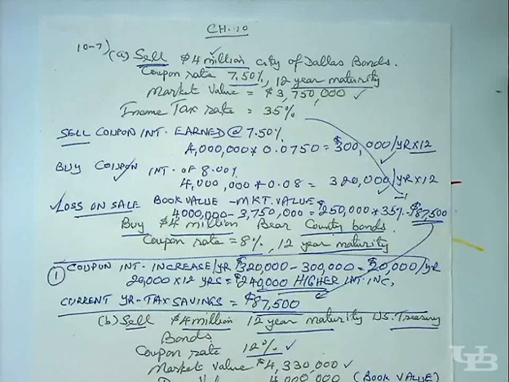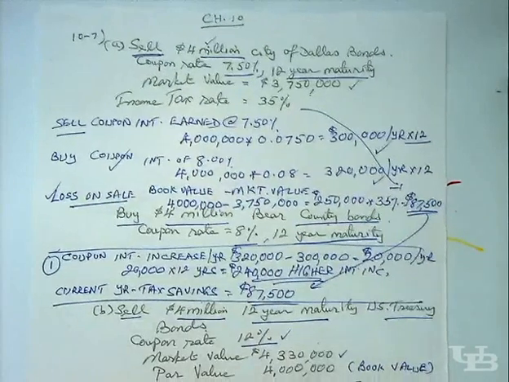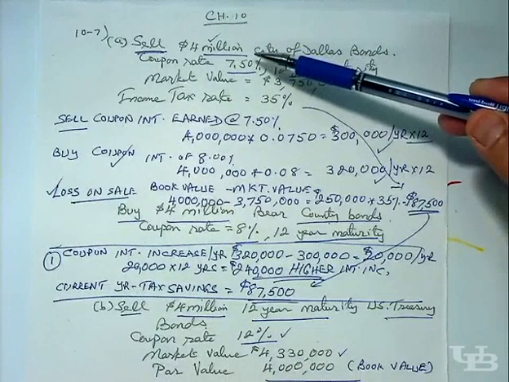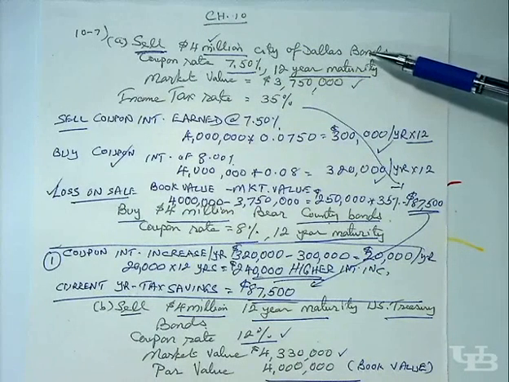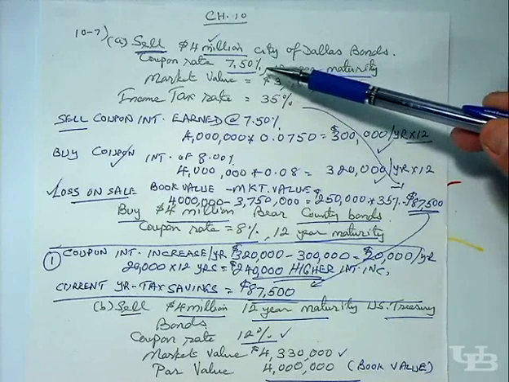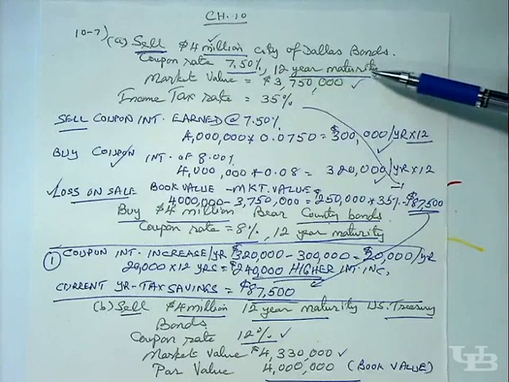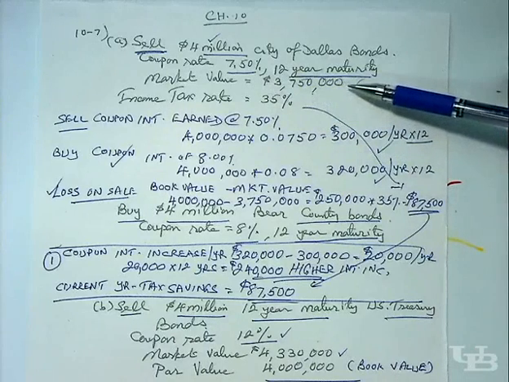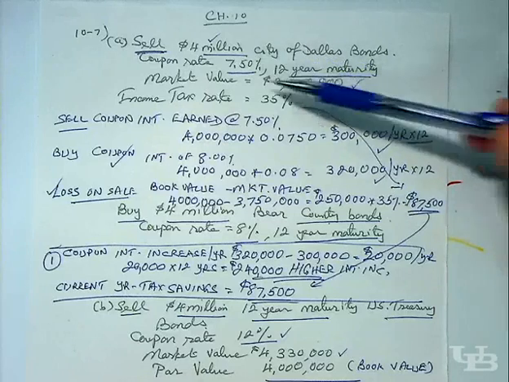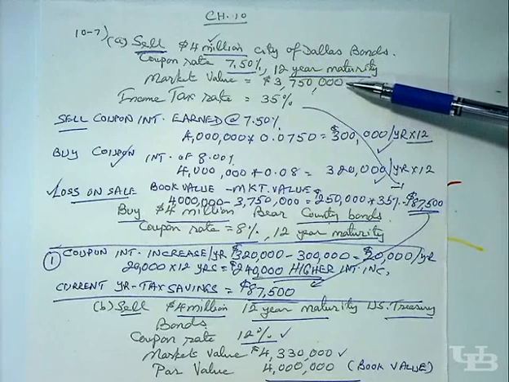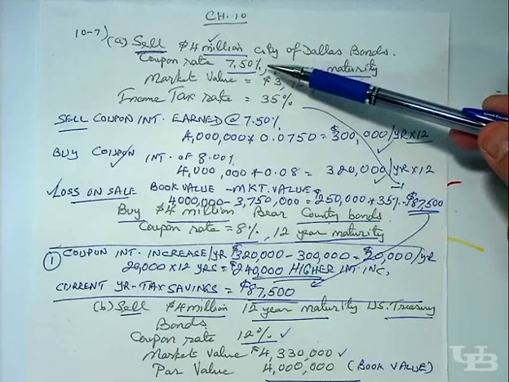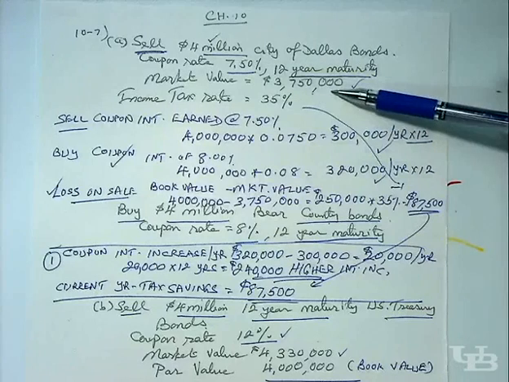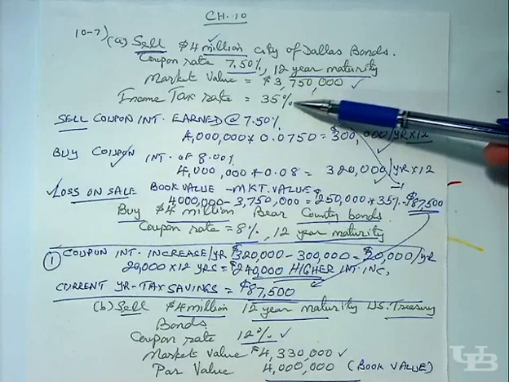Now, there are two different scenarios that the investment officer has. A, the bank could sell $4 million bonds that they already have, which are issued by the city of Dallas. They are municipal bonds, local government bonds. The coupon rate on the bonds is 7.5% per year, and the bonds today have a remaining 12-year maturity. The market value of the bonds, however, has dropped to $3,750,000. The purchase price was $4 million, and the value is now $3,750,000. The reason the bond market value has dropped is because interest rates must have risen from the 7.5% coupon rate to something higher. So market rates have risen, bond prices have fallen. Remember, they have an income tax rate of 35%.